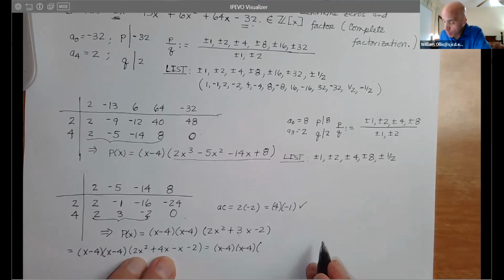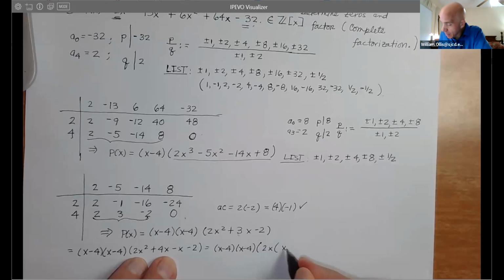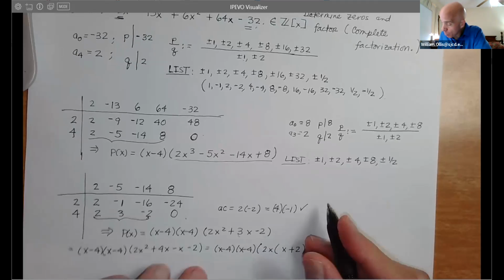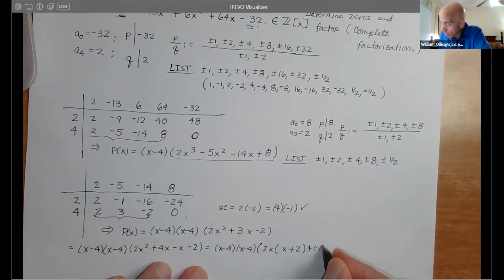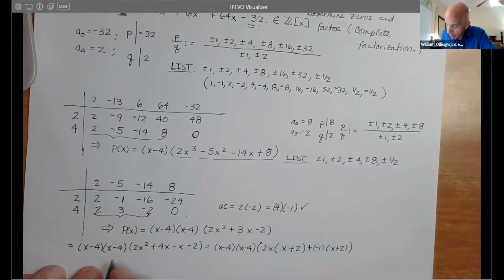And now we can factor by grouping. So this is going to give us a 2x times an x plus a 2. And then if we factor, in this case, the negative 1, we can say plus negative 1 times x plus 2. And so now the x plus 2 multiplies the 2x and the minus 1. So we get x minus 4.